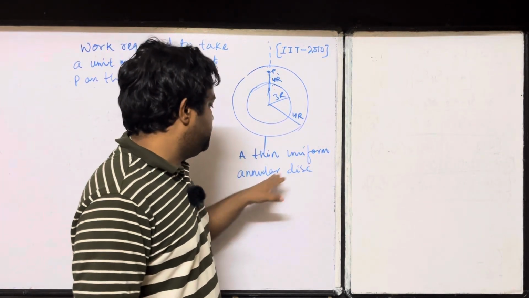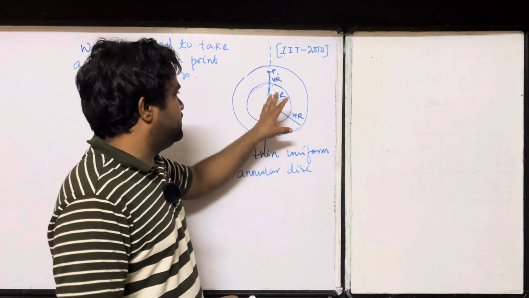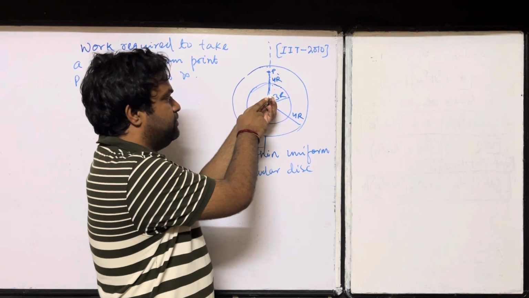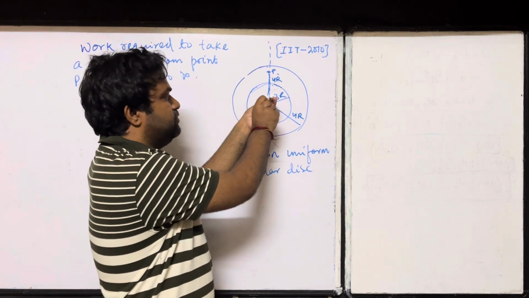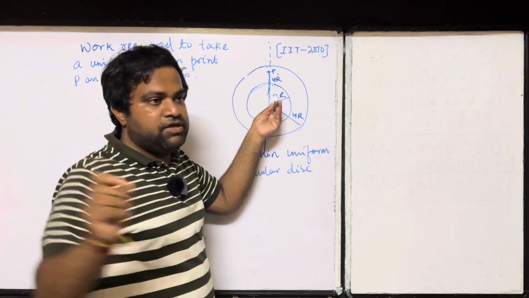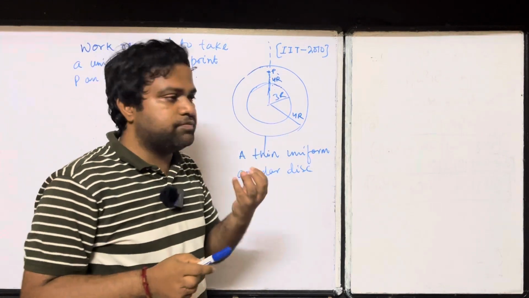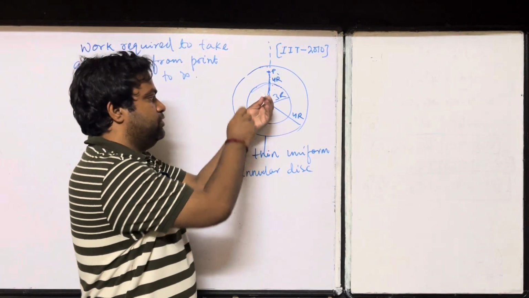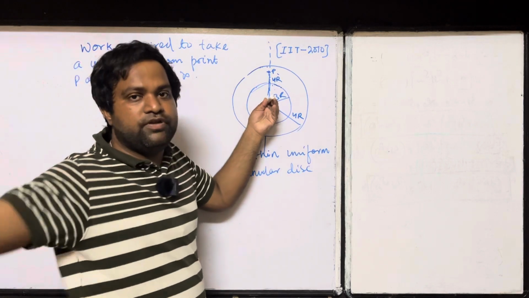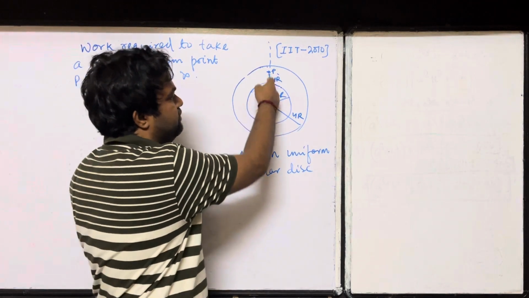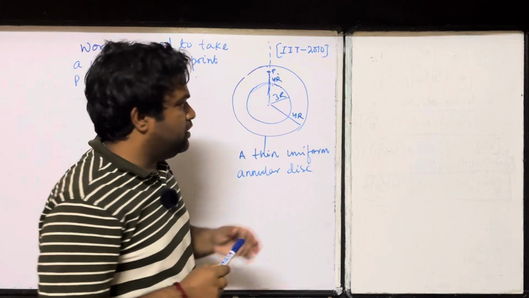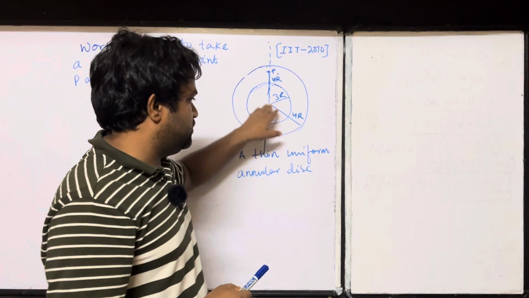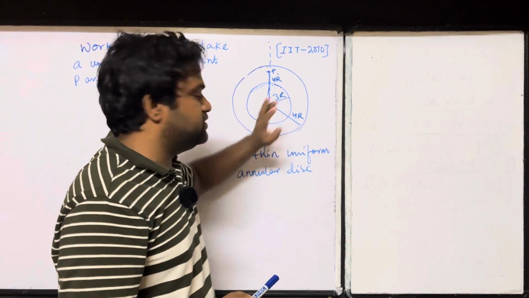This is a thin uniform annular disc, and on the axis a point P is there. You have to find, if you take a unit mass from this point to infinity, what will be the work done, or how much work you need to do for a unit mass if you shift it from point P to infinity. And this point P is at 4r from the center, and this disc has outer radius 4r and inner radius 3r.